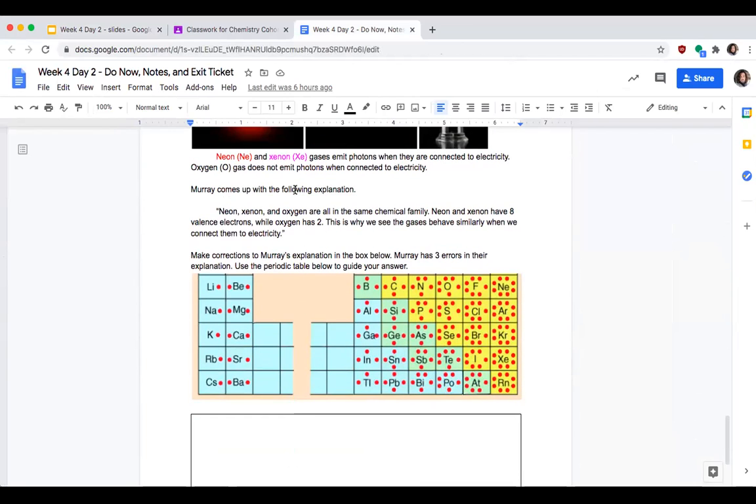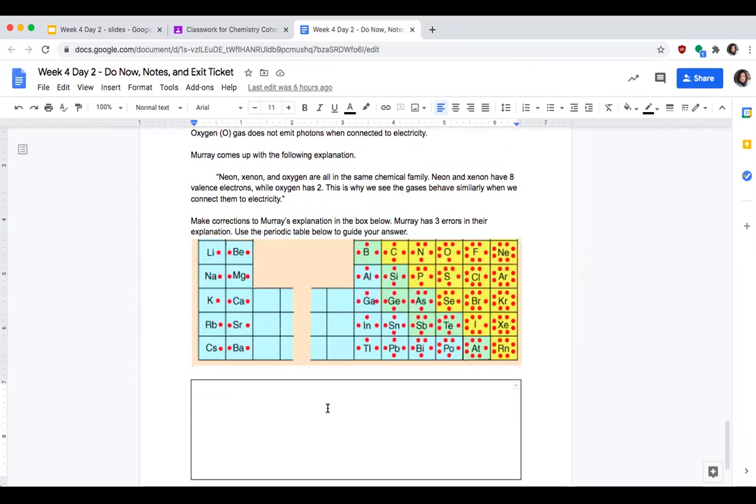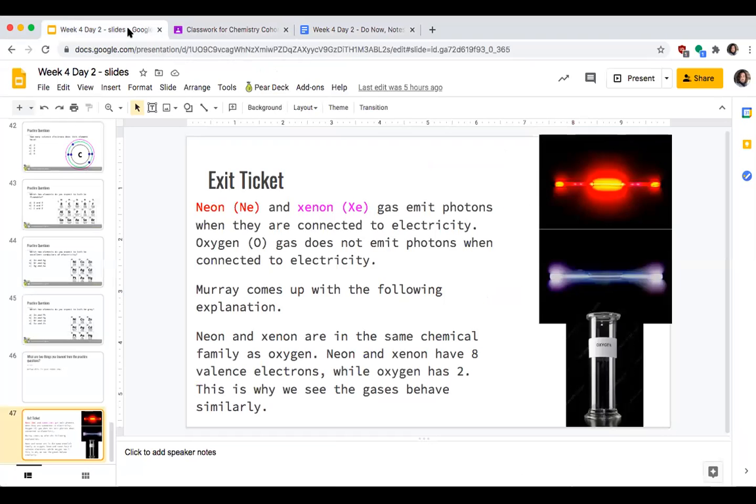Exit ticket. You've got the same thing that I just said right there, but now you've got this part right here. Make corrections to my explanation. I have 3 errors in the explanation. You've got this periodic table here that's got the dots that are pretty helpful. You have to remember what they represent. And now you can create your explanation down below. I will be grading that. I think that's it.